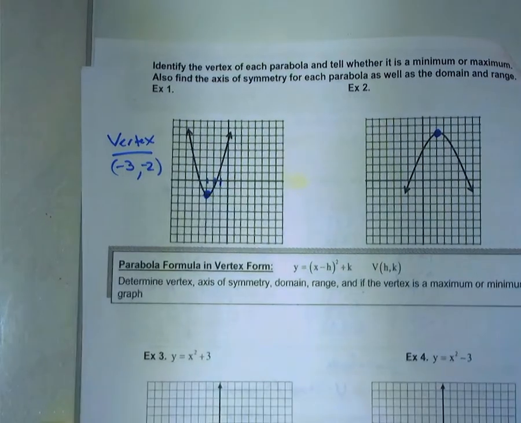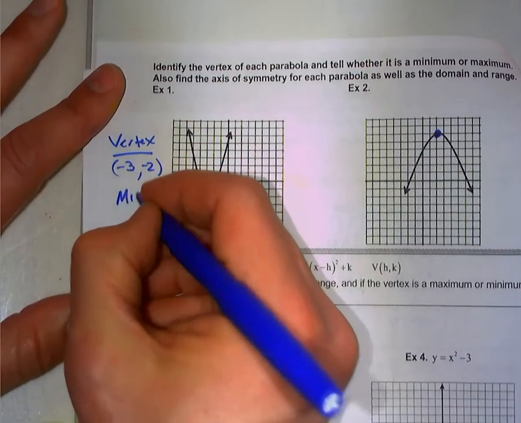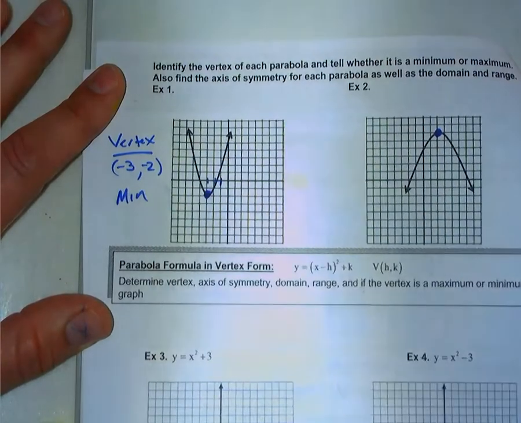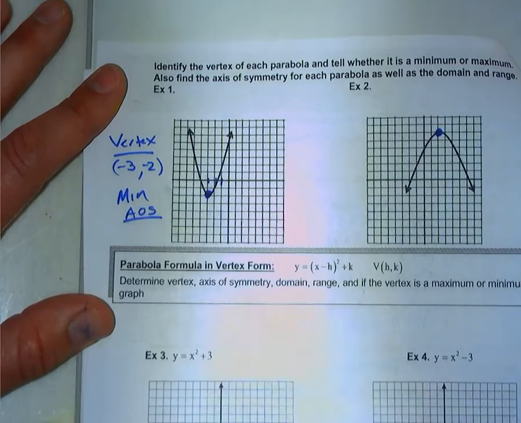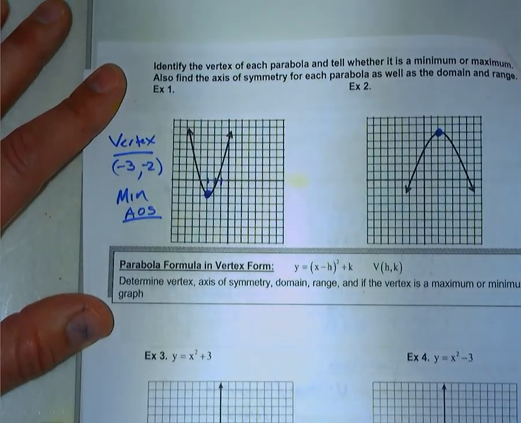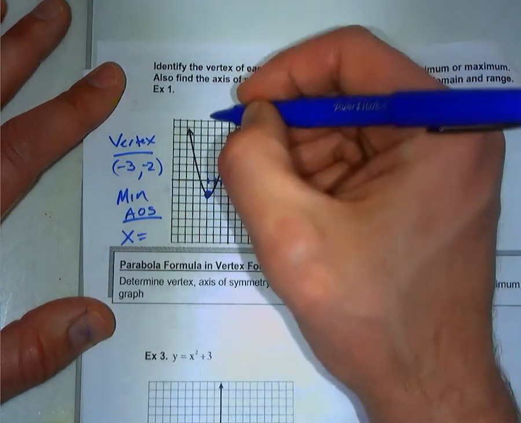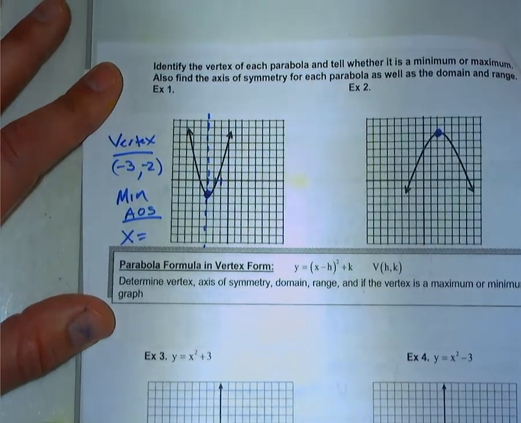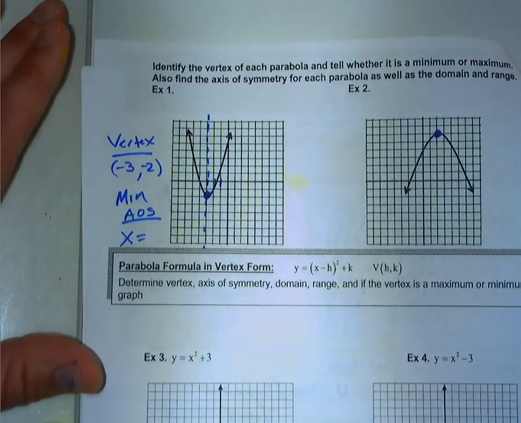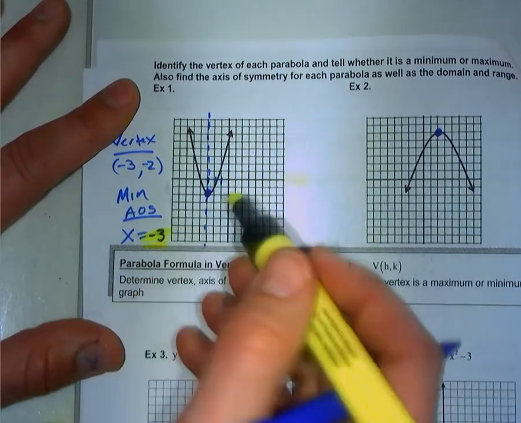Now, is that a minimum or maximum? Is that the lowest point or highest point on the graph? Okay, that's a min. That is the lowest point. Perfect. And then last but not least, the AOS, axis of symmetry for short, is an x equals line. So that line goes right through that vertex right there at x equals what? -3, very good. We're getting that number from this guy right here.